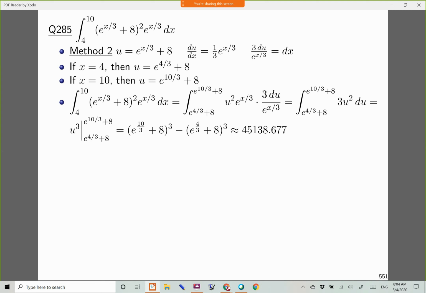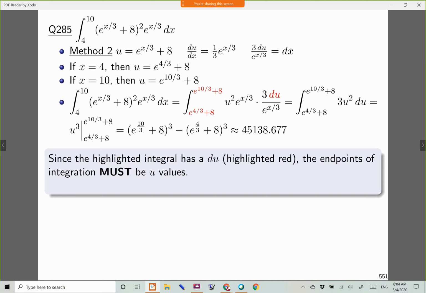I think the most confusing step when doing it this way is the following right here. I try to point out in the first moment. So right away when you substitute dx, if you plug in for dx, you no longer have a dx, right? You plug in for dx and you have this other thing instead. And the moment that you have this du, since the highlighted this integral right here has a du right there, the endpoints of integration must be u values, not x values.